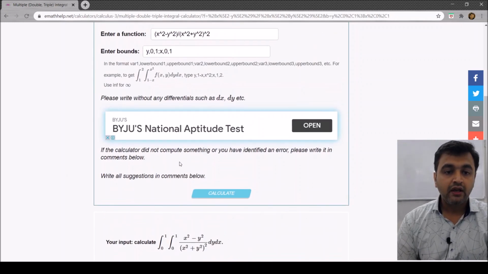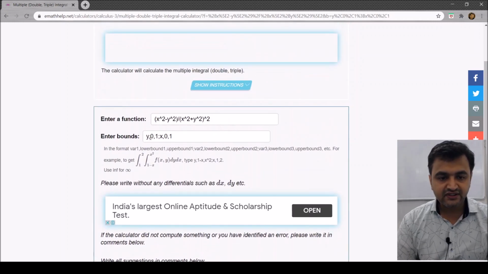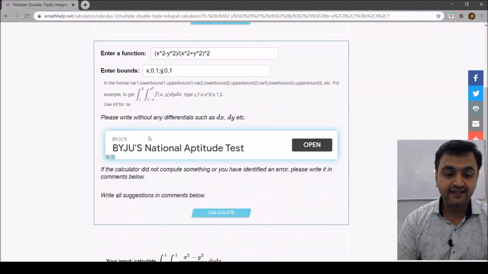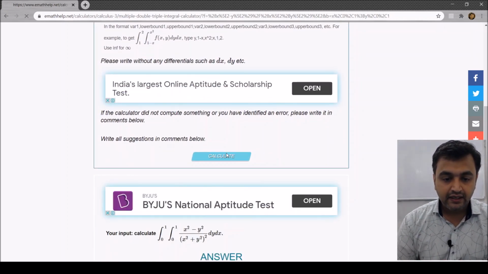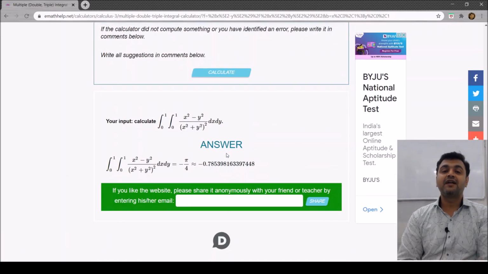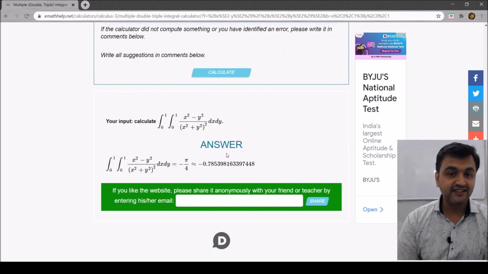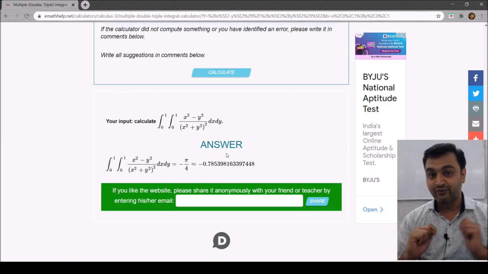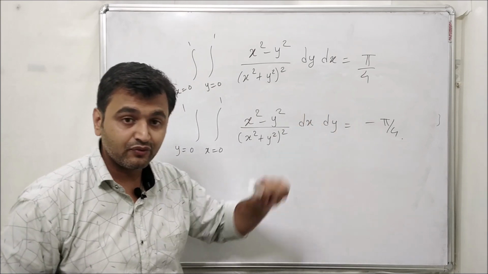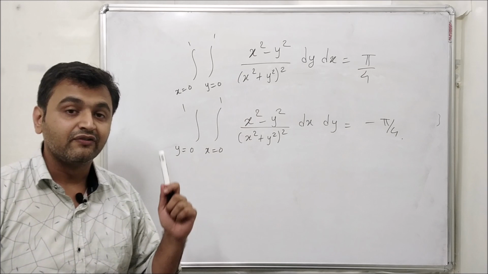Okay, good. You can see over here the answer is pi by 4. Let's reverse the order. If I take x first and then y, let's see what's happening. Calculate, and the answer comes out to be minus pi by 4. So you see, if you reverse the order, the answer is getting changed. Okay, let's go back to the whiteboard. So you saw the answer. Are you shocked? With this order we got pi by 4, whereas with this order we got the answer minus pi by 4. So now where is the catch?